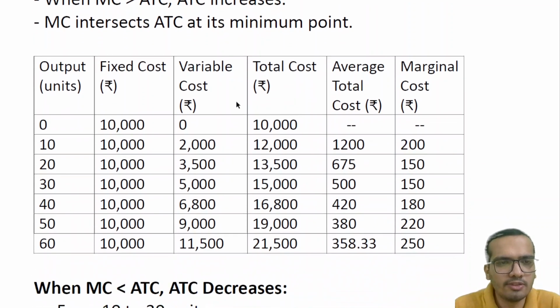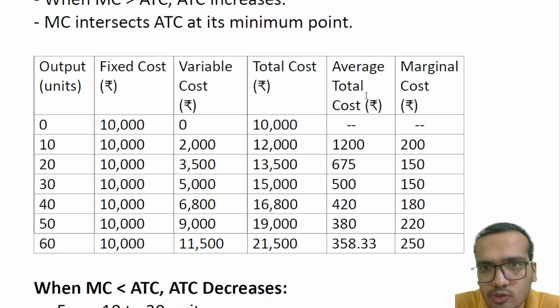So this is one more example where we have output from 0 to 10, 20, 30, 40, 50, 60. There is fixed cost, that is 10,000, which is constant. Then we have variable cost, that is 0, 2,000, 3,500, 5,000, 6,800, 9,000, 11,500. So there is an increasing trend. And then comes total cost, which is nothing but the total of fixed plus variable, that is 10,000, 12,000, 13,500, 15,000, 16,800, 19,000 and 21,500.